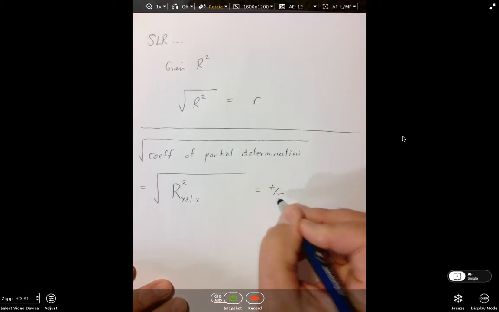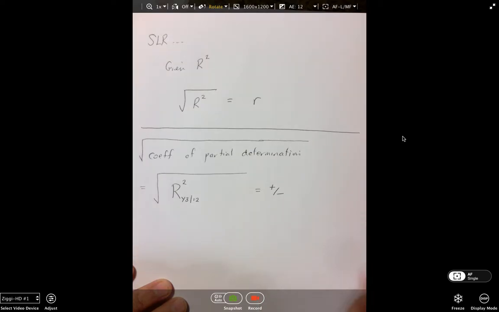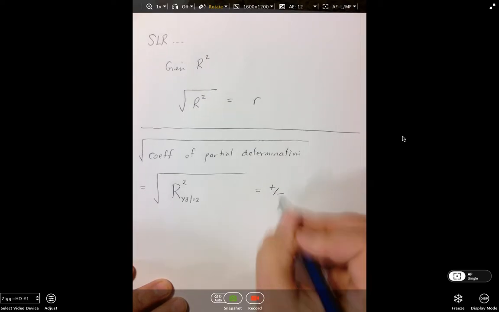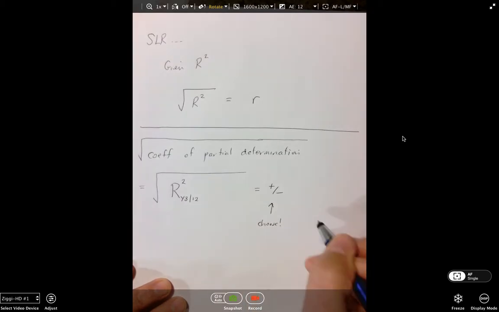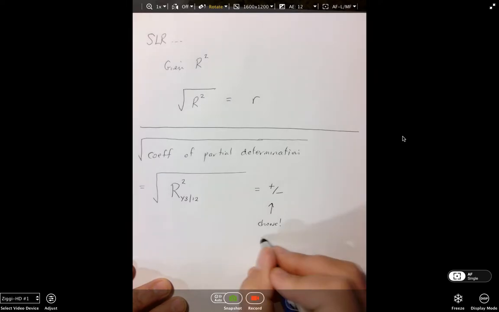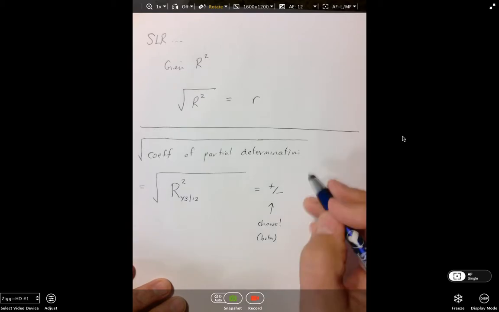Now I'll explain that in just a second. I'm not talking about plus minus in terms of that's our answer. We have to choose plus or minus, and this is based on our beta. And I'll give you an illustration of that in just a second. Okay. So this is just going to be plus minus this particular value.